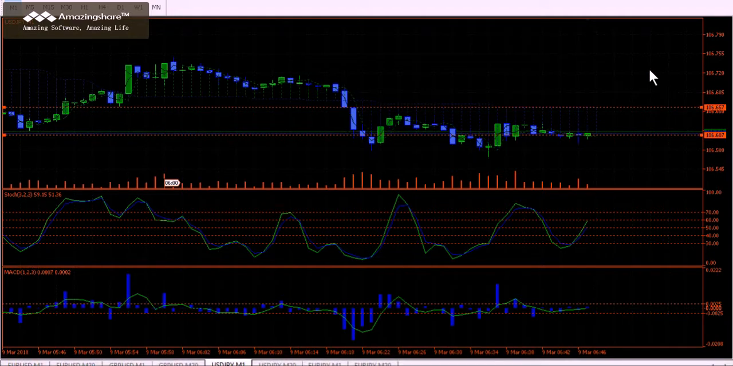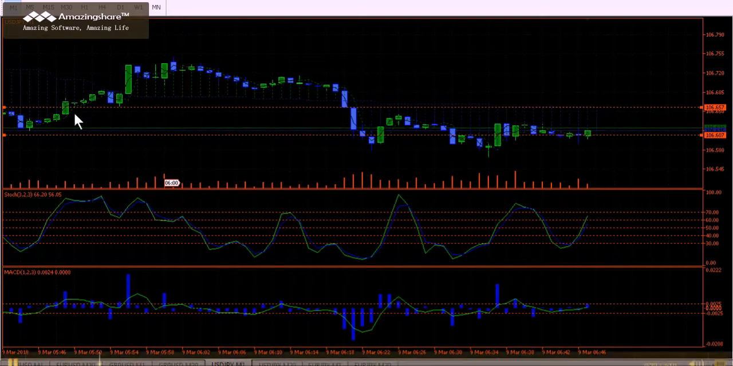In focus, the US dollar, Japanese yen. We are in a long position at 106.60. Our primary target is 106.65 to 66, somewhere in that range. There's a bearish trend support there.